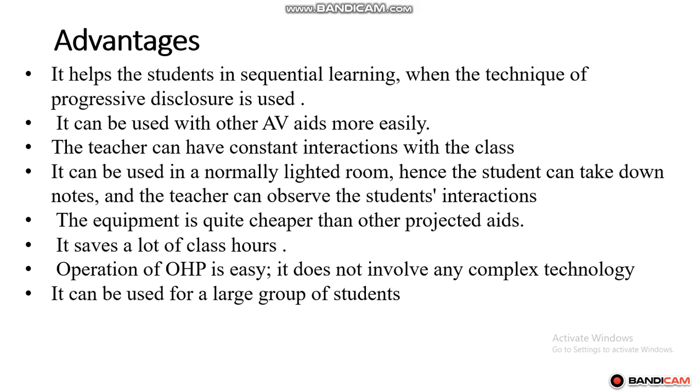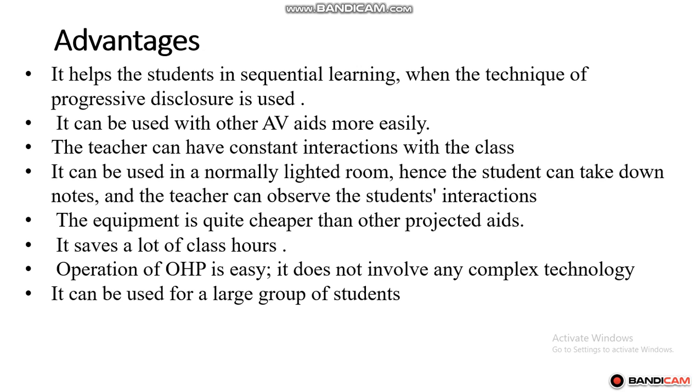The equipment is quite cheaper than any other projected aid. It is the cheapest and most effective aid commonly used in a classroom. It saves a lot of class hours because there are no complicated procedures. We only need current and bright light in the class, that's all. It can be easily displayed. There are no technical issues, so we can save time. Operation of the OHP is easy. It does not involve any complex technologies. It can be used for a large group of students.